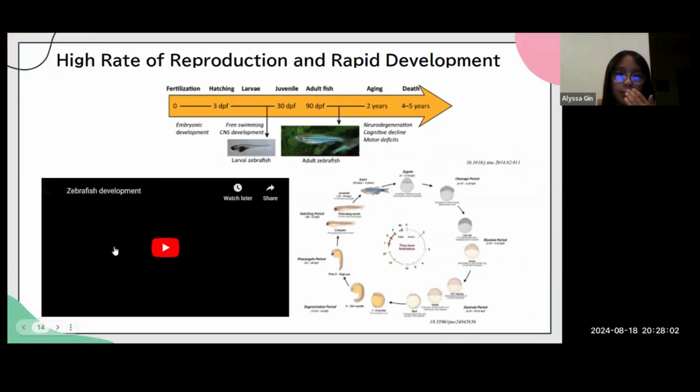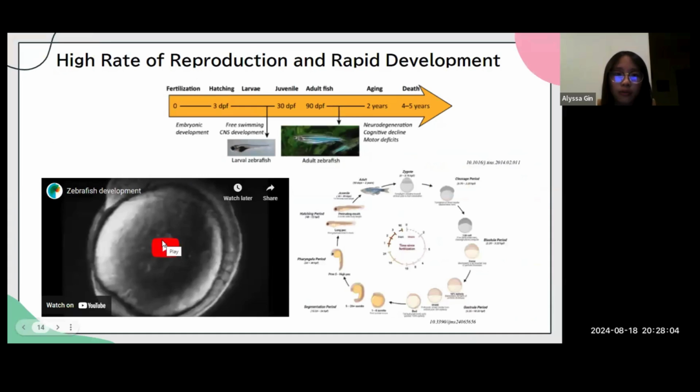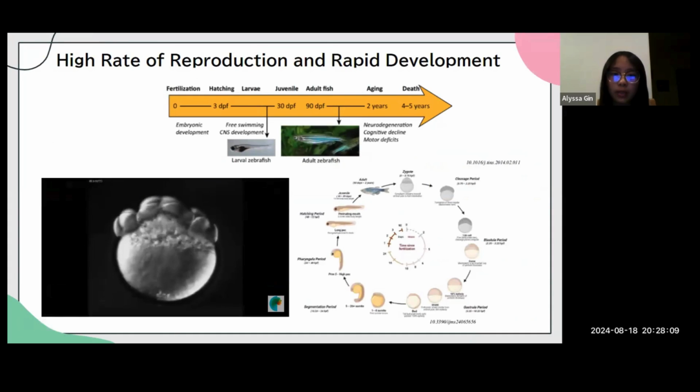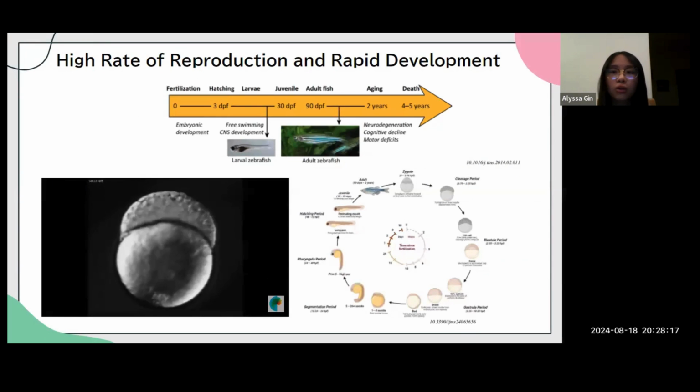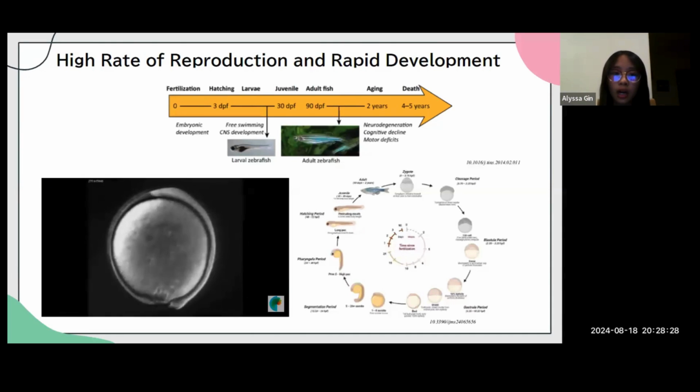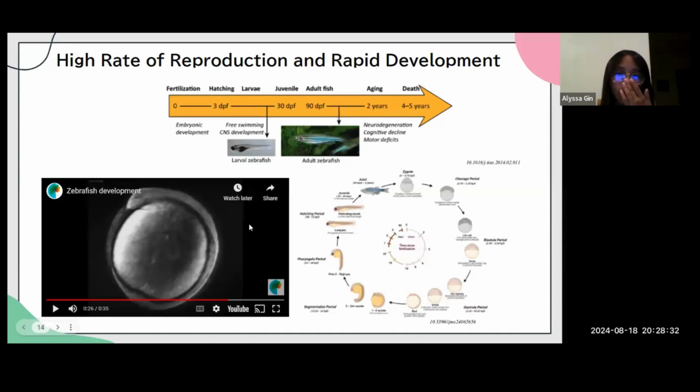So here is an example of one of their many advantages, their high rate of reproduction and rapid development. On the top, you can see that their max lifespan is around 4 to 5 years, which allows scientists to prioritize research. And as well, you can see through the embryo how fast it grows, allowing an abundance for researchers to work with.